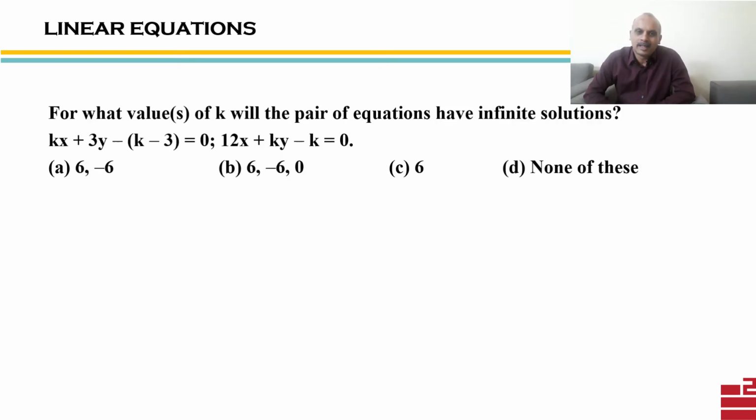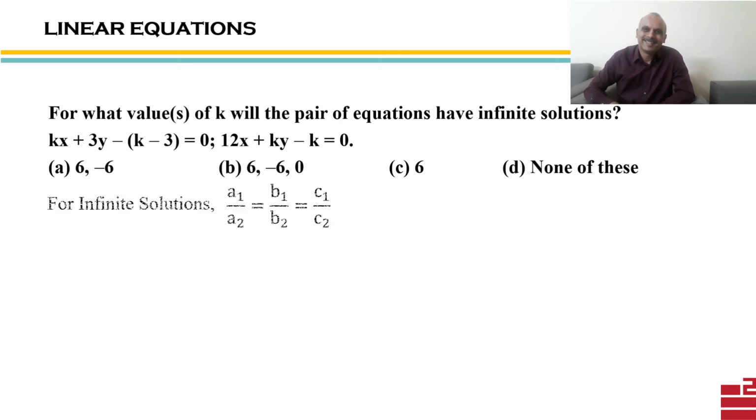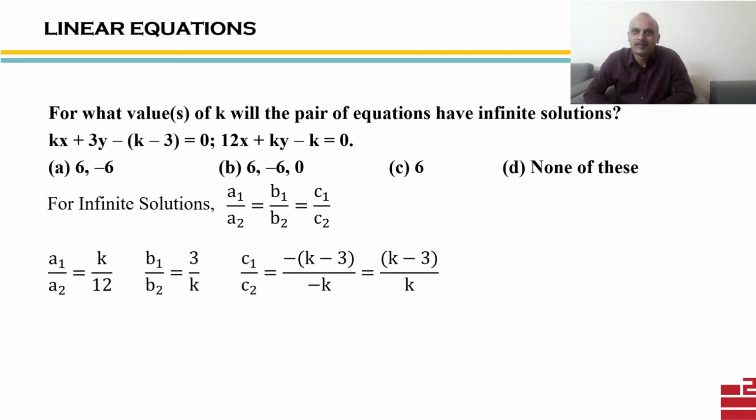Now in this, again we want to find a value of k for the system to have infinite solutions. We'll again apply the same conditions, that is this. Now in this case, a1 by a2 is k by 12. And likewise, we find the other ratios, we get these. Now equate them one by one. So a1 by a2 is equal to b1 by b2, which is k by 12 is equal to 3 by k, which upon simplification finally gives me k as 6 or minus 6.